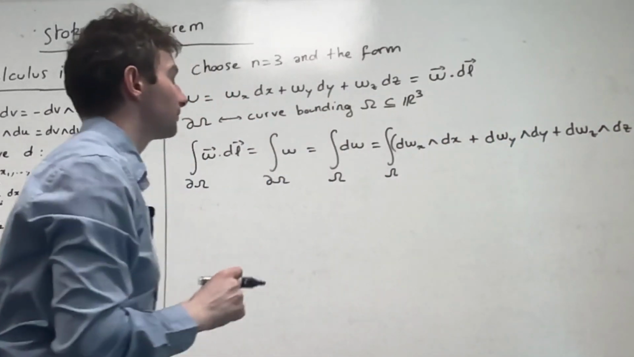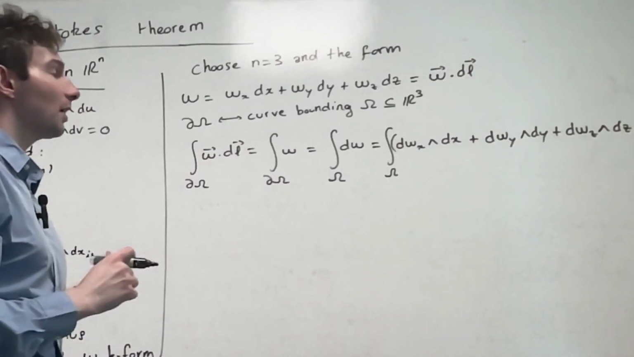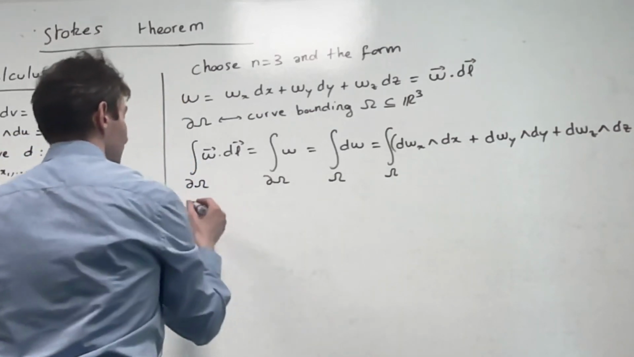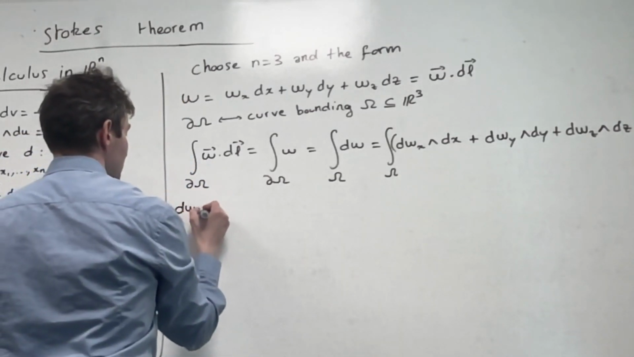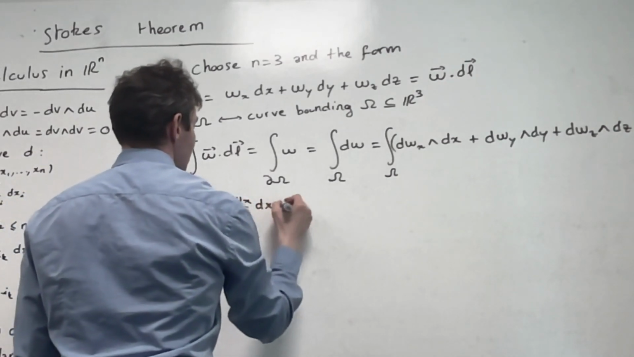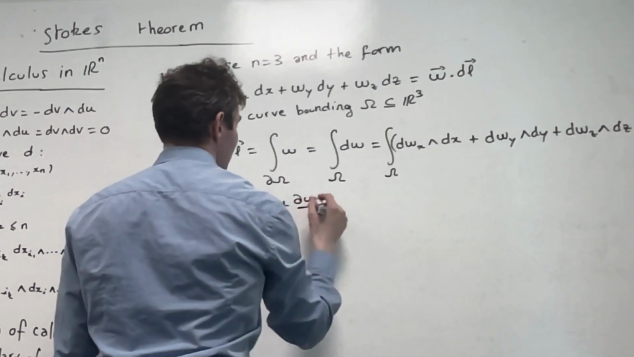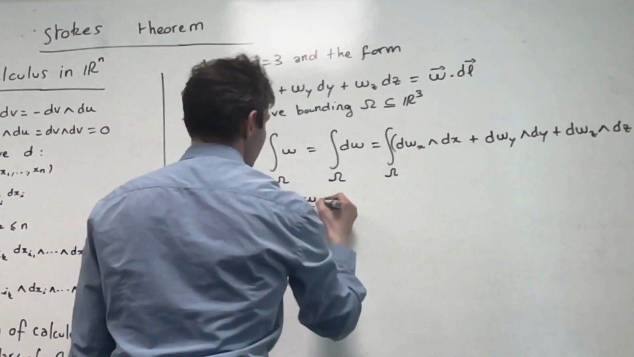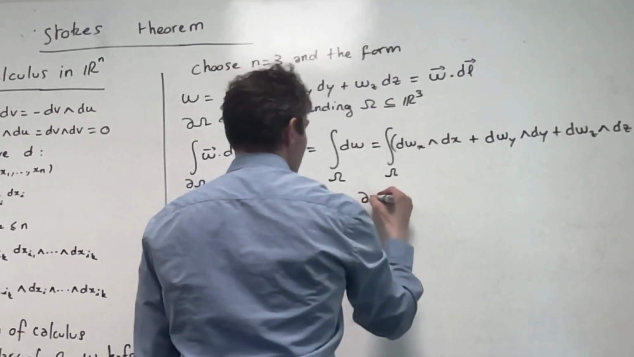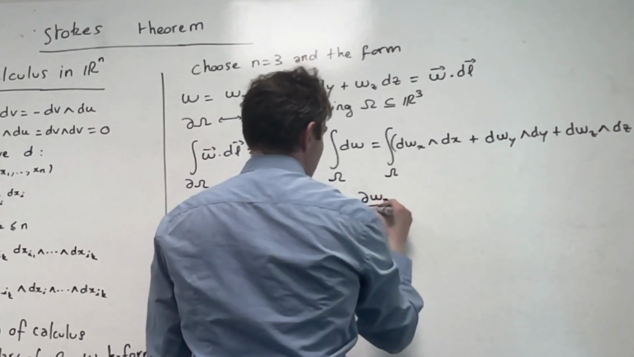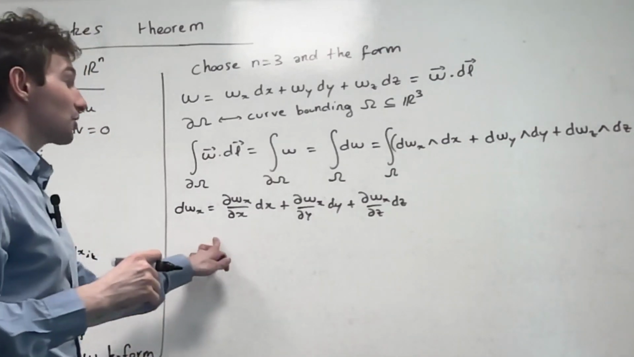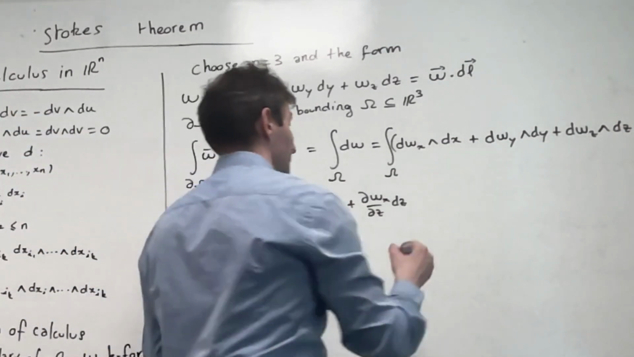So that's what I have. Now, I need to be a bit careful and write these things slowly but surely, okay? So I'm going to write here dωx is equal to ∂ωx/∂x dx plus ∂ωx/∂y dy, and then plus ∂ωx/∂z dz. And in principle, I've got to do the same for all the rest.